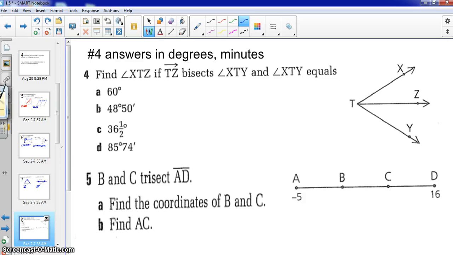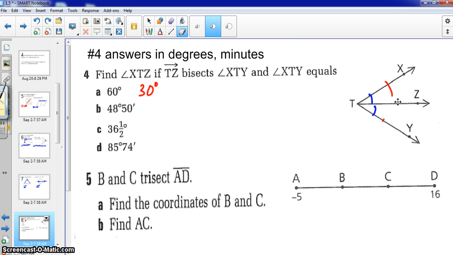In number 4, we need to make sure we put our answers in degrees and minutes, and we are finding XTZ. We know that TZ is bisecting, so we know these 2 angles are equal, and in each problem it is giving us the entire angle. So if we know that the entire angle is varying between those answers and it bisects it, then we know that we could cut each one in half. So for the first one, if we know the entire angle is 60 degrees, then we know that each part would have to equal 30 degrees.